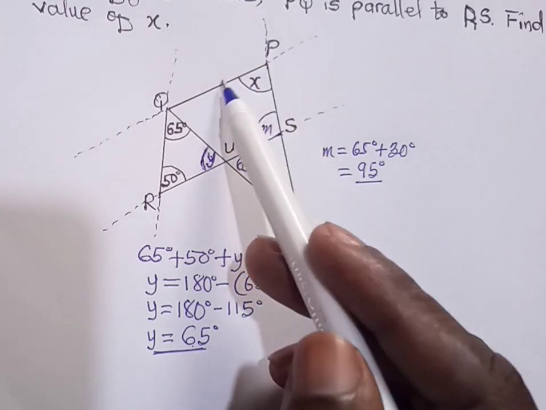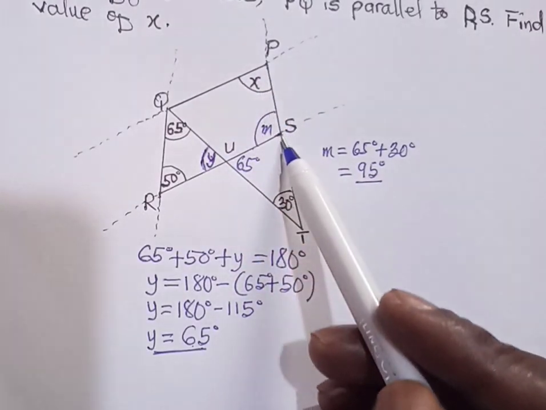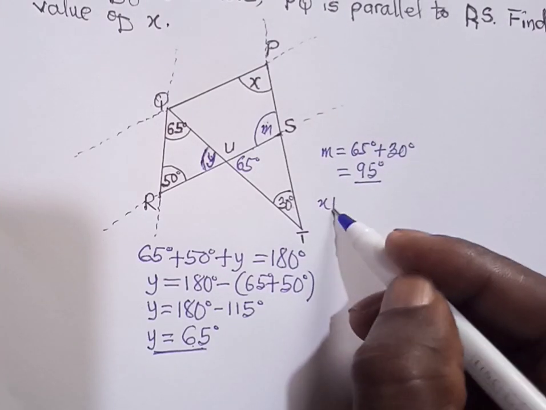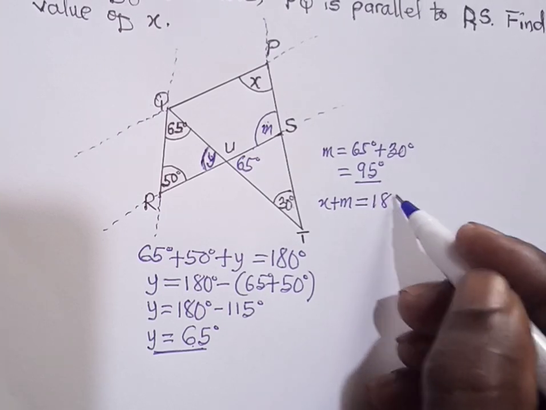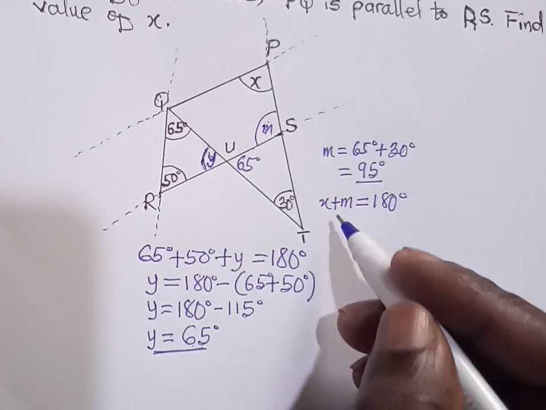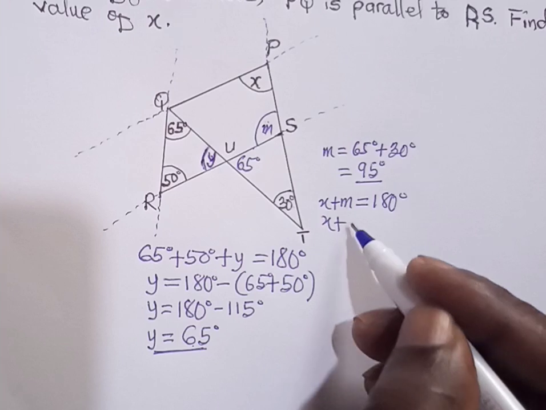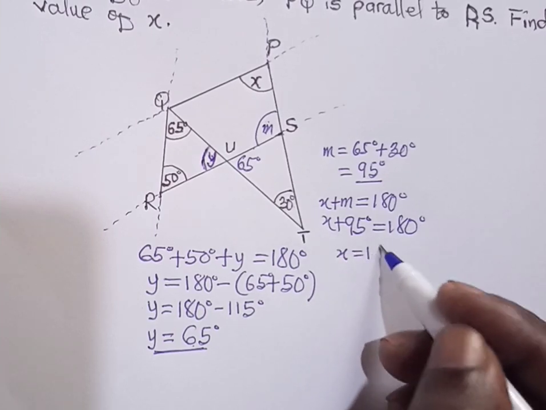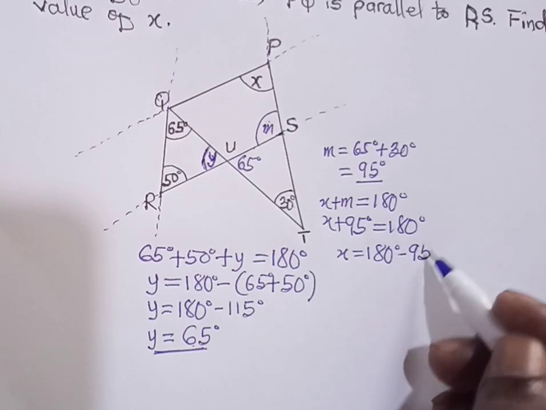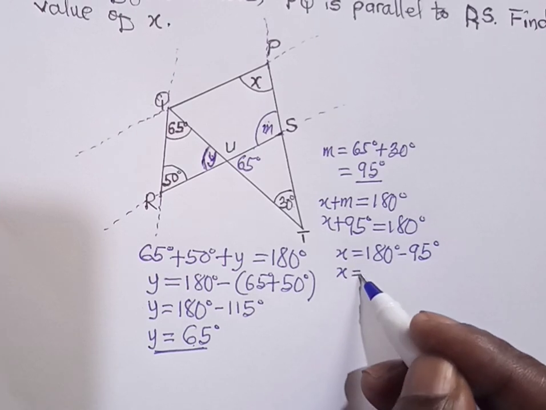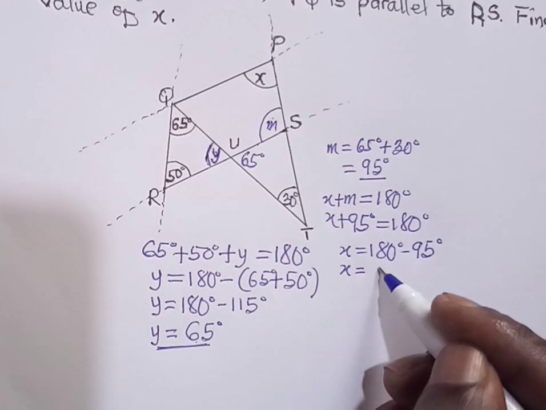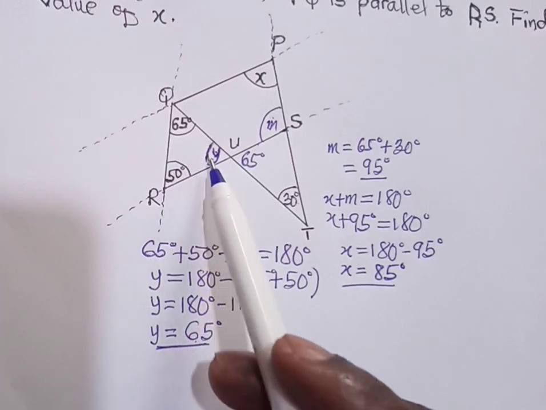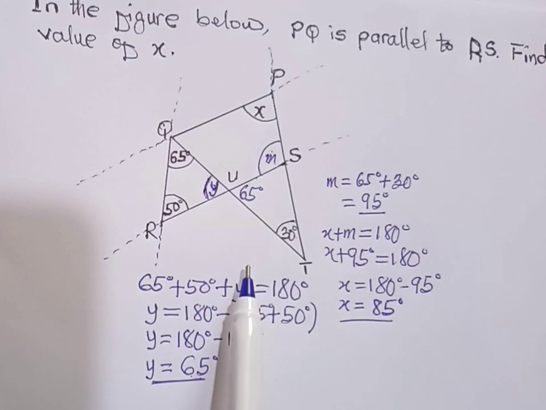We say that co-interior angles sum up to 180 degrees, because this is parallel to this, and since this is a transversal line, I will only add these co-interior angles. So I will add x plus m and equate to 180 degrees. But what is m? My m is 95 degrees. So x is equal to 180 degrees minus 95 degrees. Then my final answer becomes 85 degrees. So this is very simple, right? When you have questions like this, this is how you can go about it. Thank you.